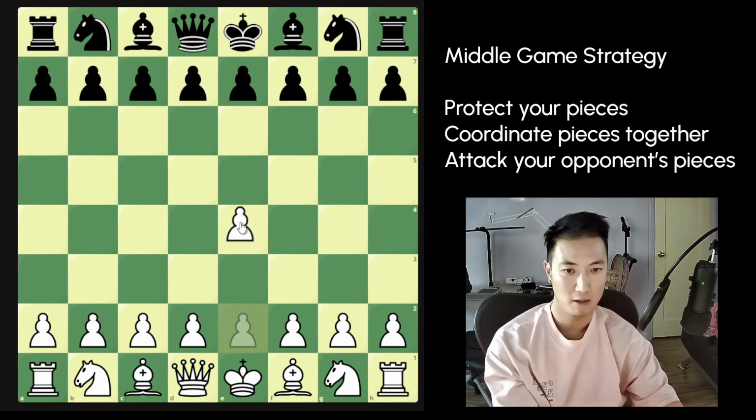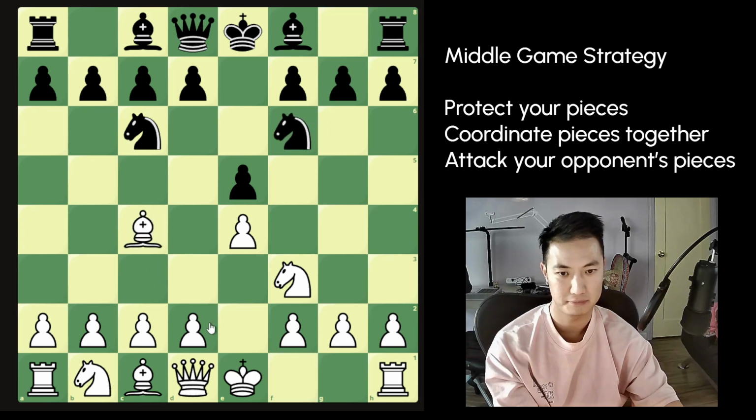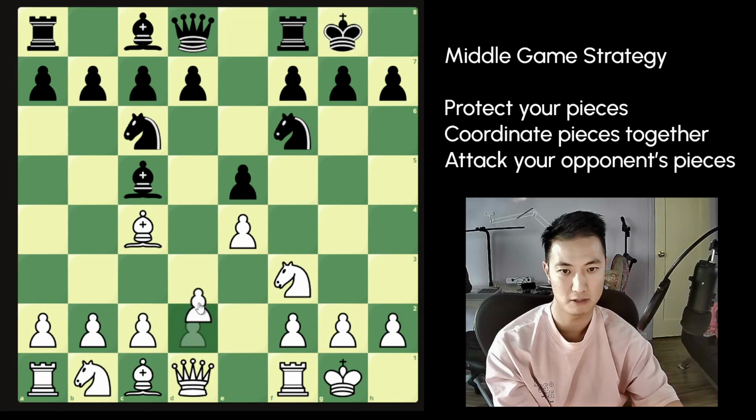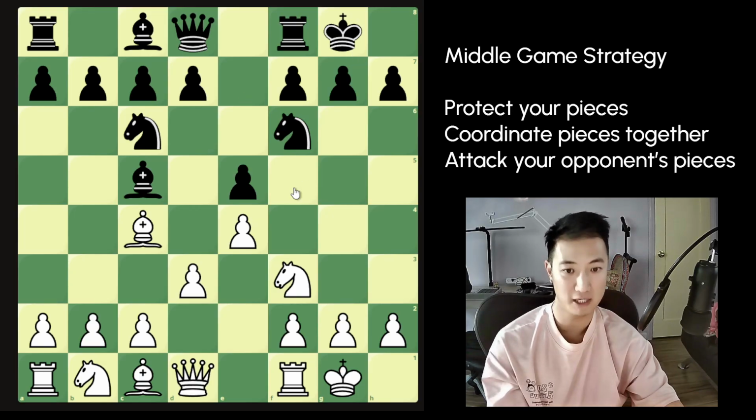Okay, middle game. I guess I should just set up a position so we can play. So the middle game, let me set it up. Just pretend. In the middle game, you want to protect your pieces. You want to coordinate your pieces together and attack your opponent's pieces.